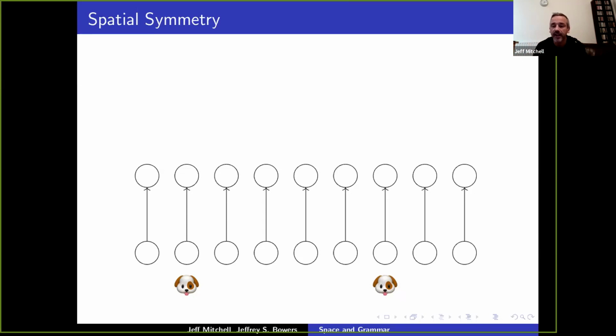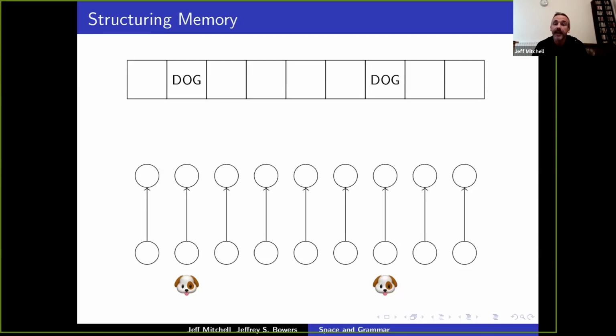But what I want to suggest is that this is also enormously useful in thinking about symbolic systems. In particular, we can apply spatial symmetries to the memory structures that symbolic systems work with. So not only will spatial symmetry help us deal with external input in the form of images, but also help us structure our internal representations in terms of memory.